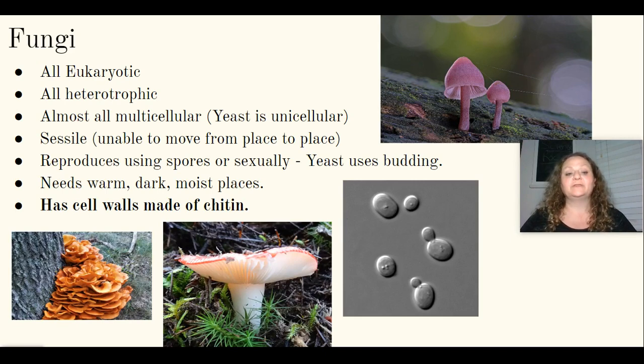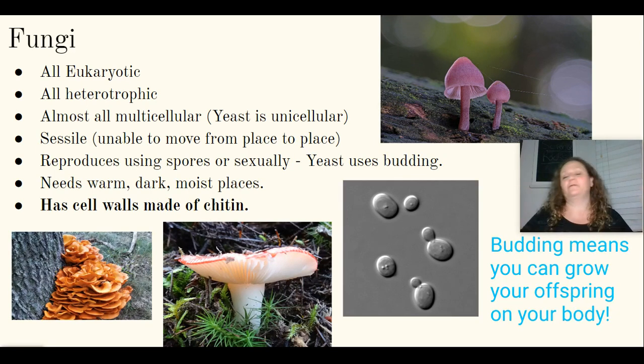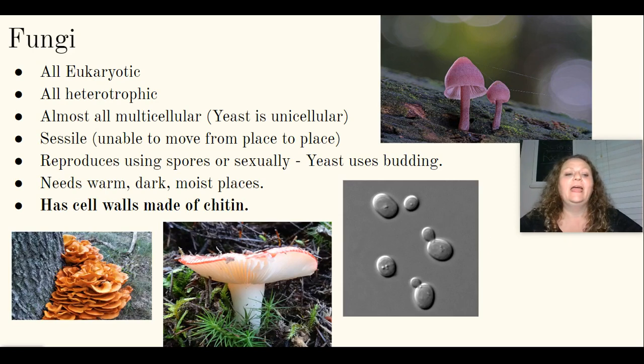They're going to reproduce using spores. They may reproduce sexually before producing spores. Yeast is different. It's not going to use spores to reproduce. Yeast actually reproduces by budding, which just means it's going to grow its offspring off of its body. These guys need a warm, dark, moist place in order to live. And most interestingly, they have cell walls that are made of chitin. This is different than the cell walls in plants that are made of cellulose.